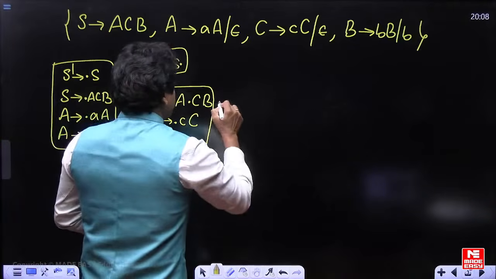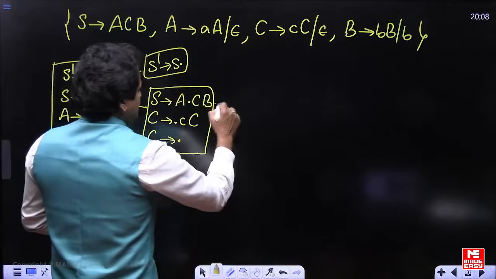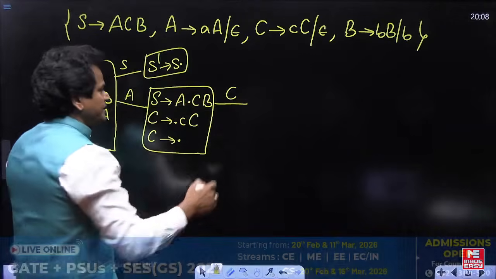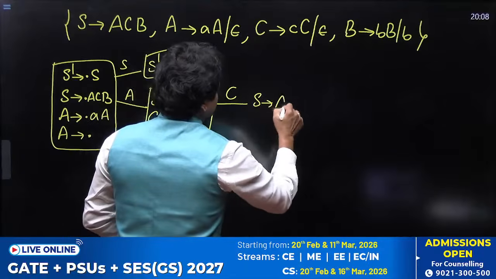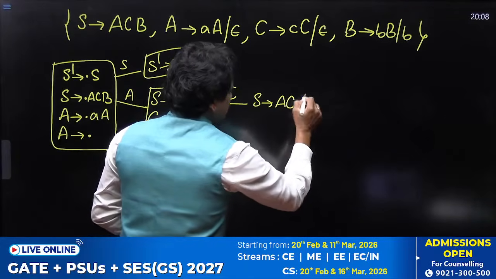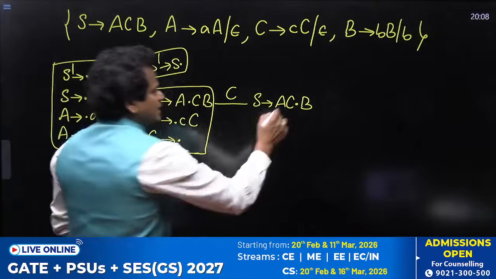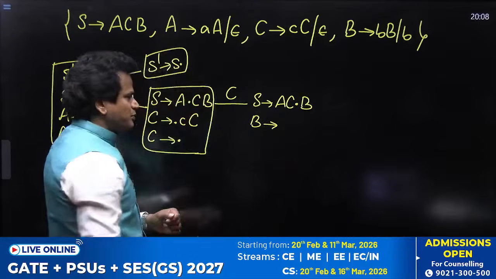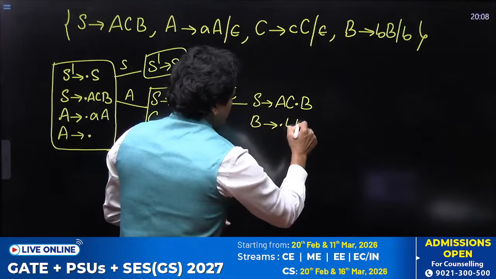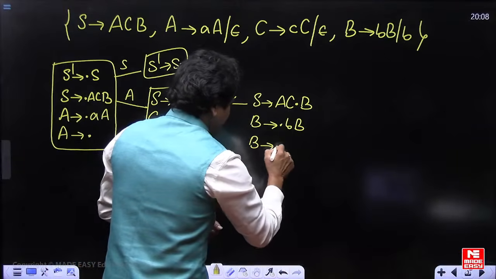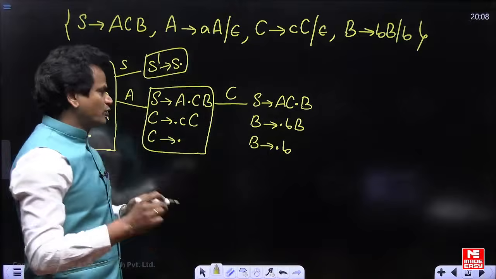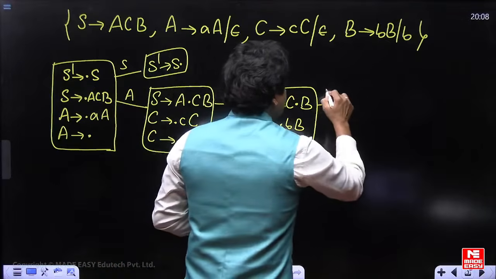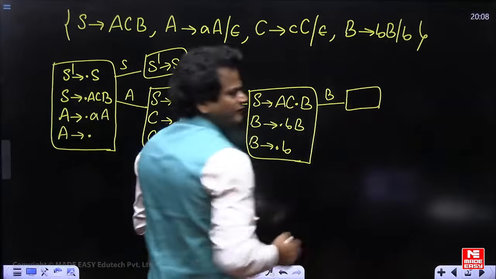Next, if you write the go to on capital C, then this will be S derives AC dot B. Now, dot after shift symbol non-terminal, we have to add its productions: B derives dot BB, B derives dot b. Here we don't have any final item, so no conflict. Now here on B it is a single item, we don't get any conflict.